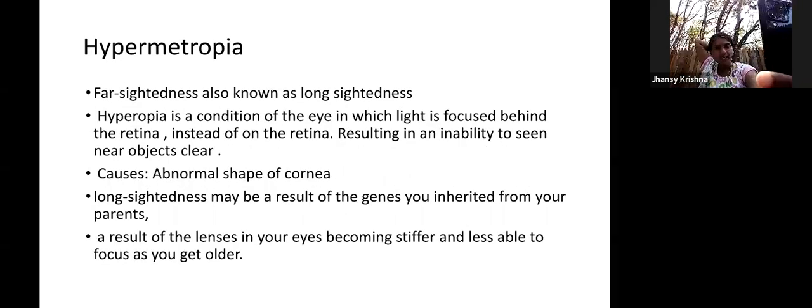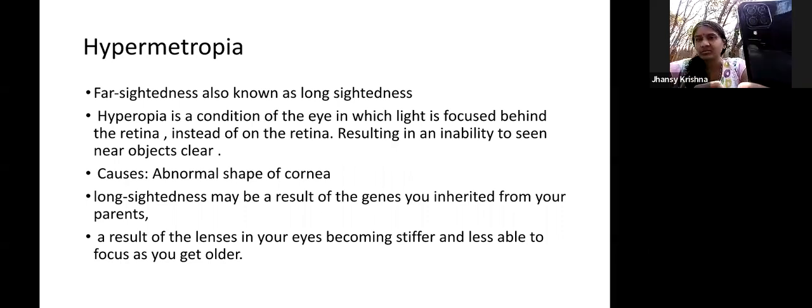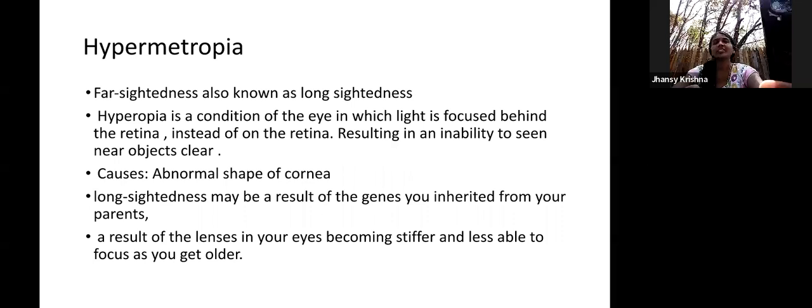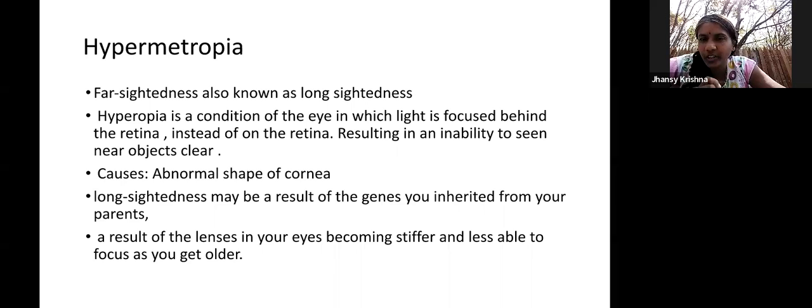Second refractive error is hypermetropia. Hypermetropia is far-sightedness. In this disorder, light is focused behind the retina instead of on the retina. In this, nearby objects are not properly seen.